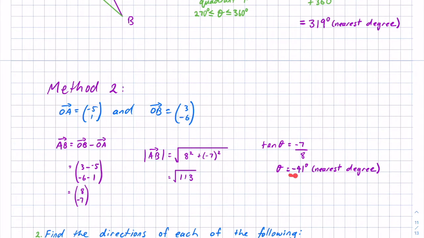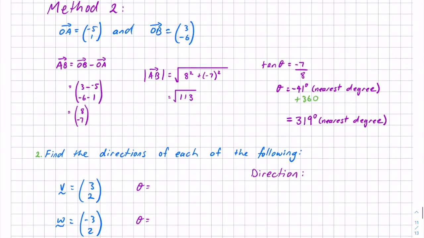So theta equals negative 41 again. Of course, we need to be in the correct quadrant. I have not drawn a diagram here, and it is really, really important to draw a diagram. We only know it's plus 360 because that's what we had to do in method 1. So 319 degrees to the nearest degree.